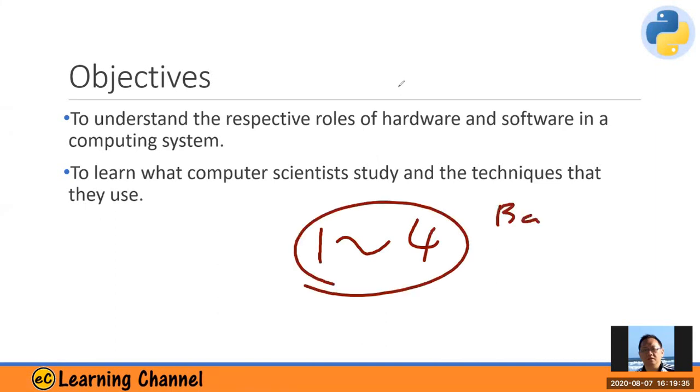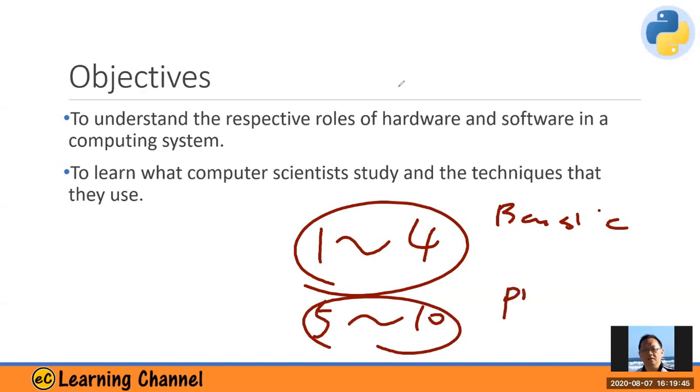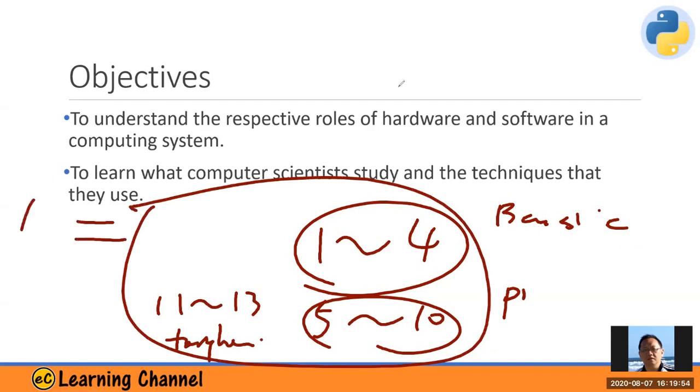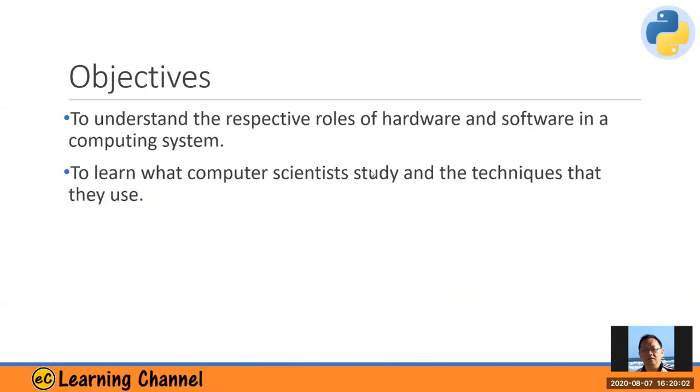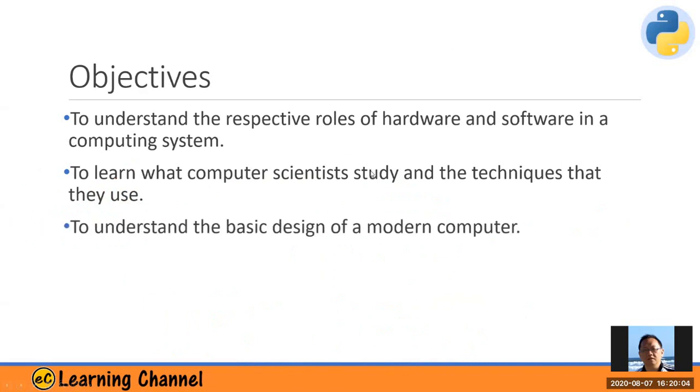So very basic knowledge, okay? Chapters 5 to maybe 10 are actually normal programming topics, okay? Chapters 11 to 13 are a little bit tougher. So if you learn all of these, it is as good as your AP Computer Science A, okay? Actually quite challenging, okay? But I'll try to help you to learn it step by step, okay?